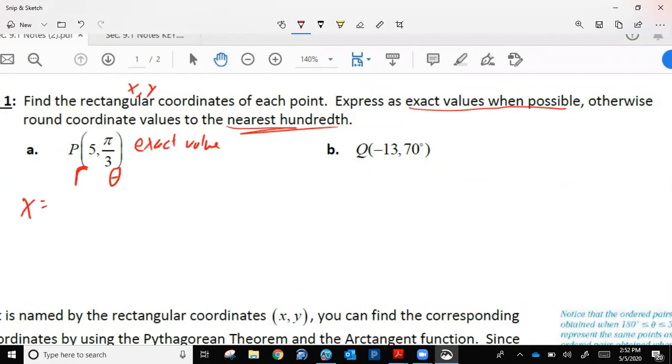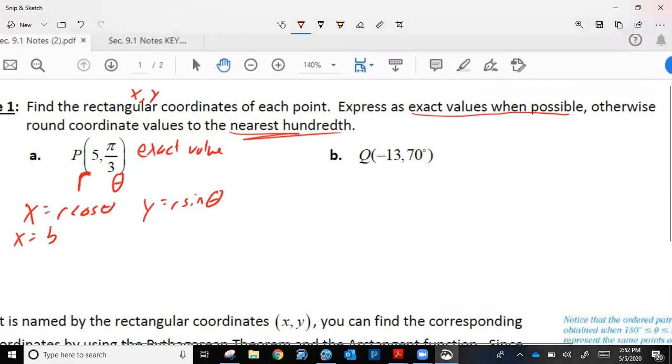Again, the x coordinate is going to be r times the cosine of the angle, and the y coordinate is the radius r times the sine of our angle theta. So x is going to be 5 times the cosine of pi over 3, while y is 5 times the sine of pi over 3. Hopefully we remember our hand trick, or we just remember our unit circle values from January and February.